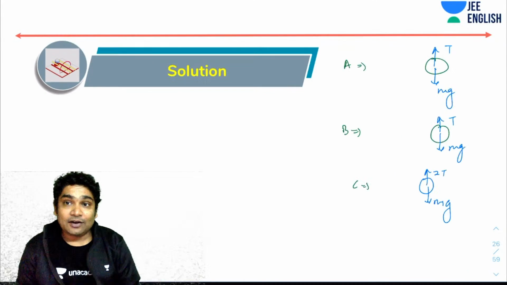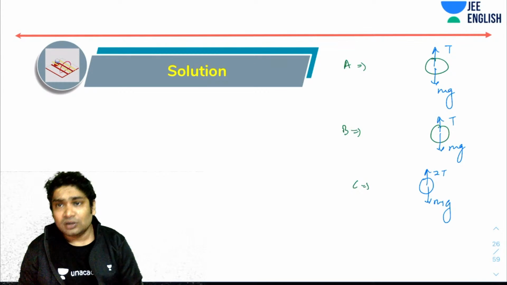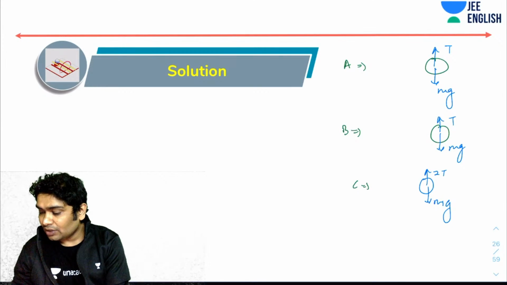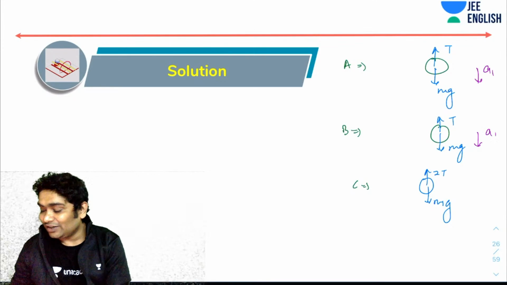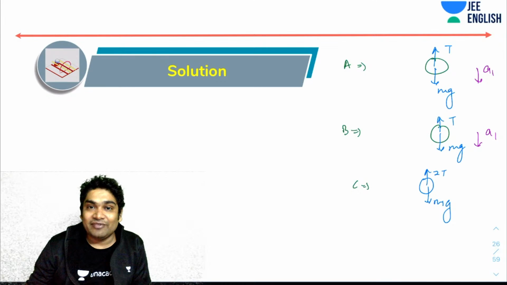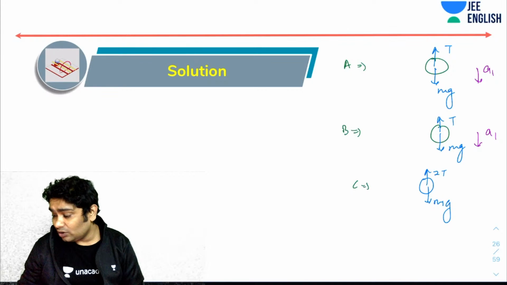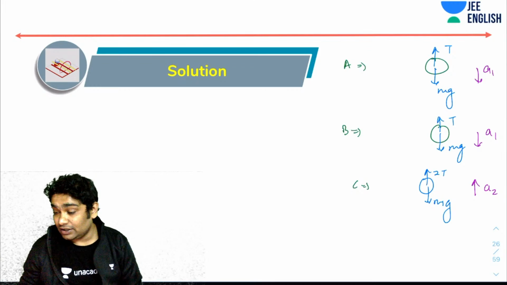So first we will try to find the relation between the accelerations of A, B, and C. Let's assume for the sake of simplicity right now that because the FBDs look so similar, if this guy goes with A1 down, then this guy also goes with A1. I can say from the FBD only that their accelerations will have to be equal. And if these guys are going down, somebody has to move up so that the net work done by tension is zero, right? Net work done by tension is zero.